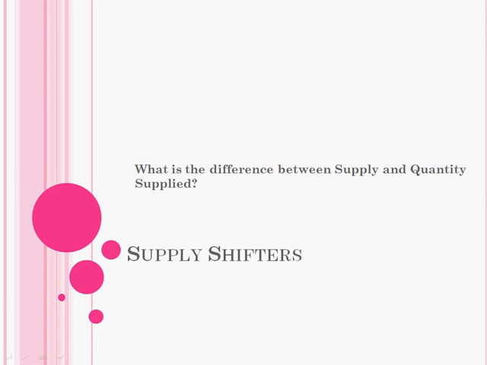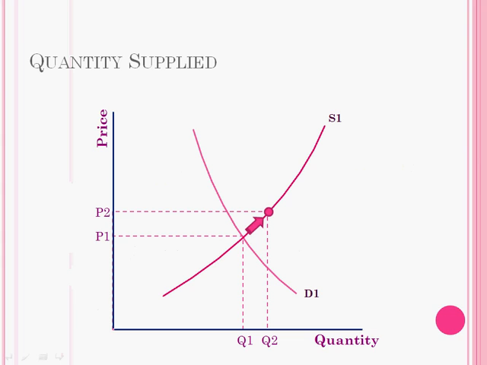Students often have trouble with telling the difference between supply and quantity supplied. This brief tutorial should help you determine that a little bit better. When we're looking at quantity supplied, we're basically looking at a change in the price of an object.